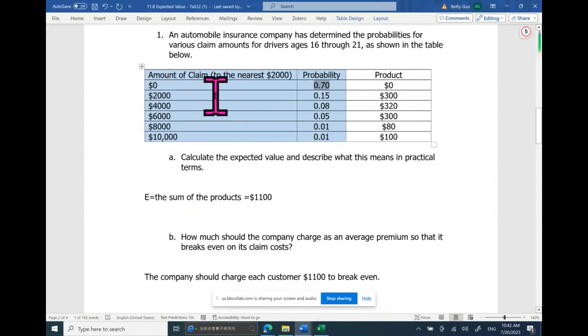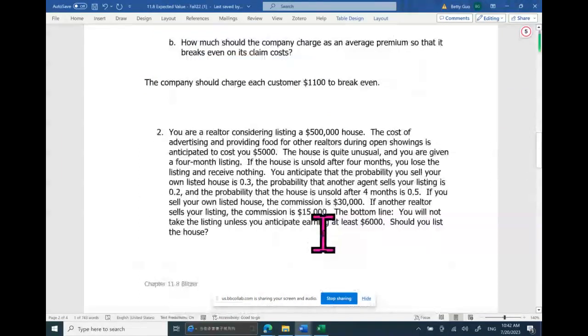Yeah, $0 weight 70%. Majority of the people will not claim anything in the next year, right? So basically, expected value can be seen as a weighted mean, a weighted average. And those are weights. The probabilities can be seen as weights for each amount, right? And that's question number 1.